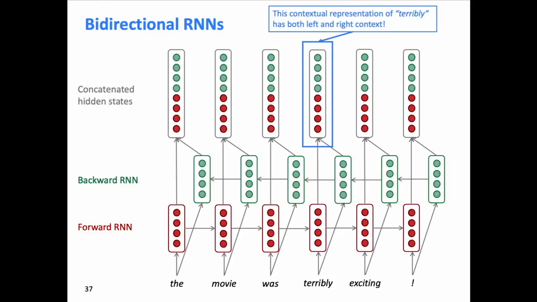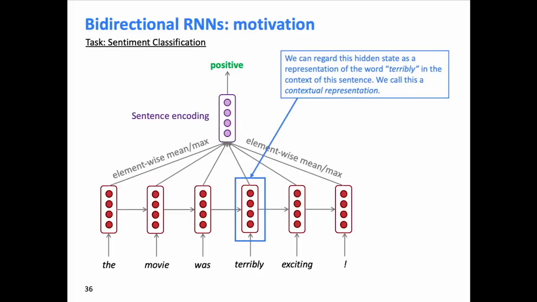So let's suppose that we were trying to build a sentiment classification system using the bidirectional RNN. Then what you do, which maybe I should have pictured but I didn't have space, is you would do the same thing that you were doing with the unidirectional RNN, which was, let's say, an element-wise mean or max to get your sentence encoding. Maybe you would just do that, but over the concatenated hidden states.